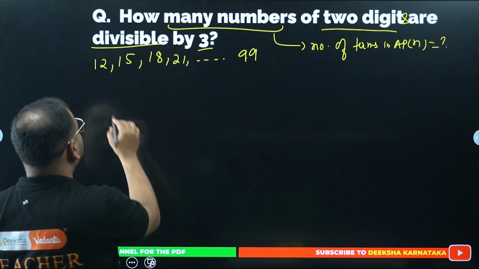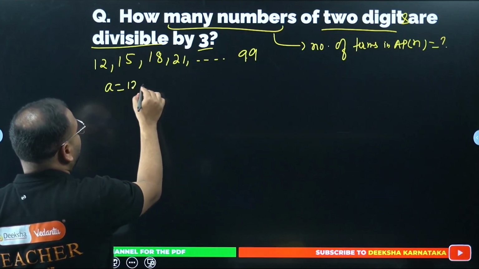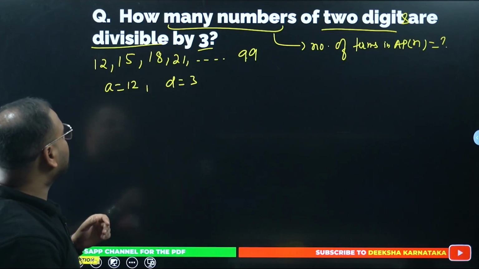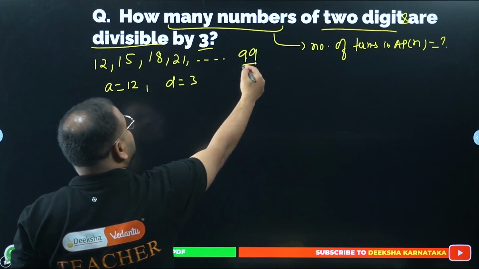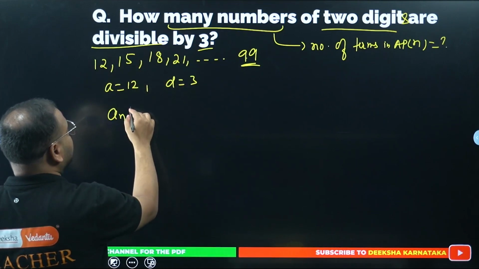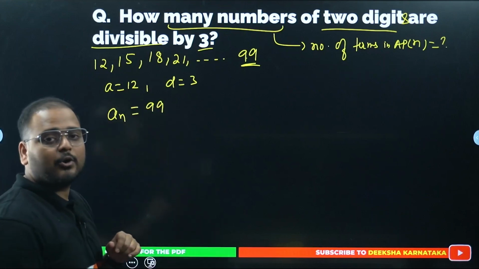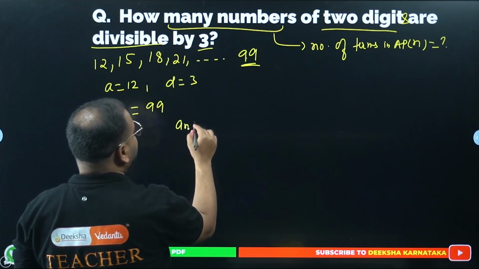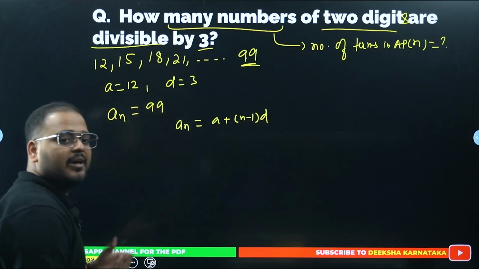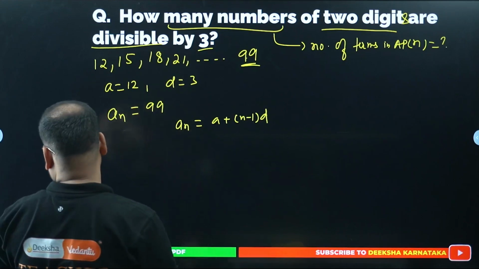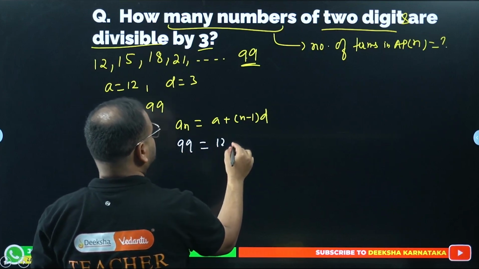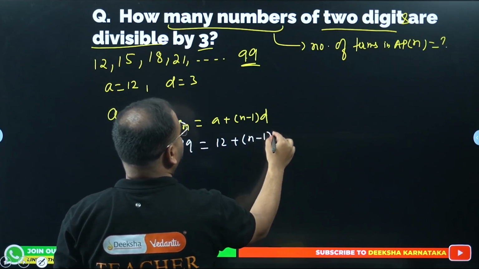Identify A, D. What is my A? A is 12. What is my D? 3. 12 plus 3, 15, 15 plus 3, 18, and so on. Now 99, for this AP, is my nth term. How do you write the nth term formula? An equals A plus n minus 1 times D. Write the values you already have. An is 99, A is 12, n I don't know, and D is 3.